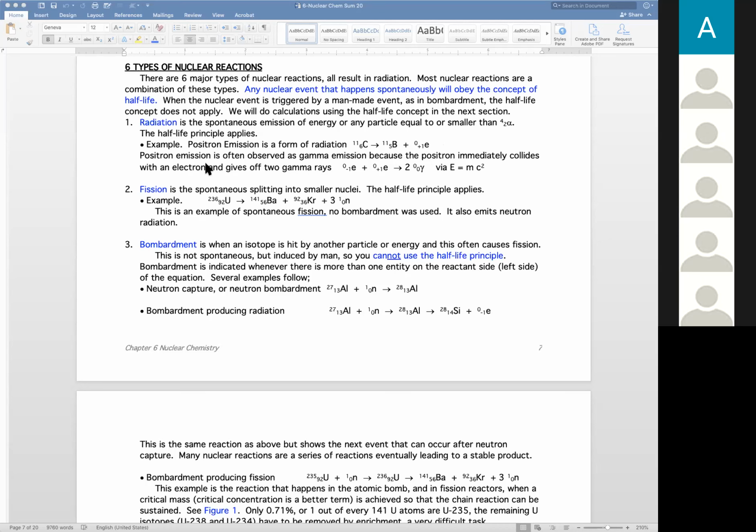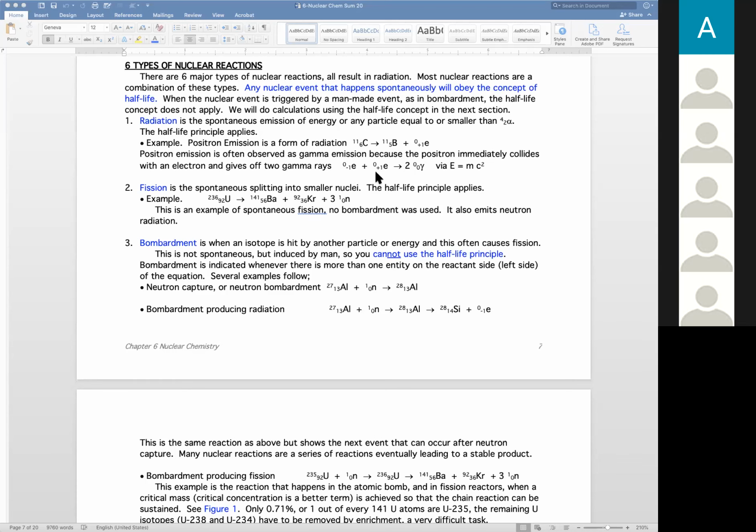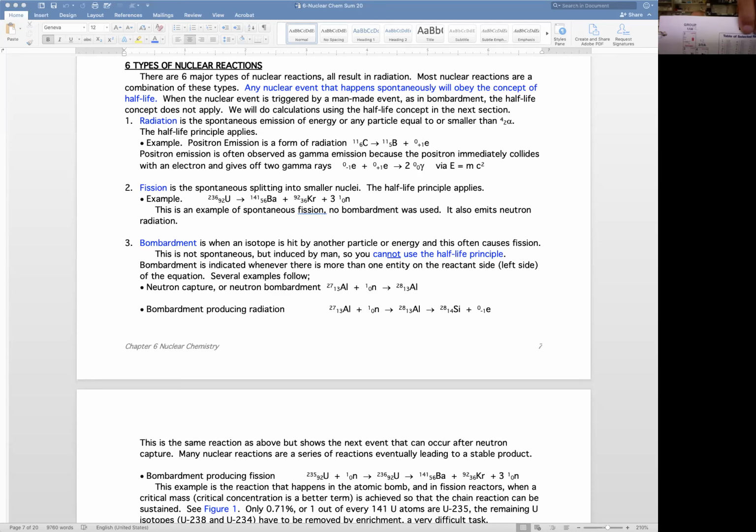So positron emission is often observed as gamma emission because the positron will immediately collide with an electron and annihilate it. Okay. Anyway, positron emission, if you were to go and look at this table of selected radioactive isotopes, I can't see it right now. Maybe if I go up like this. Okay, now I can see it. Okay, you'll find several places there where you see positron emission happening.